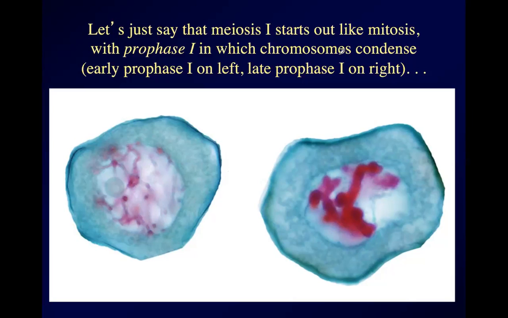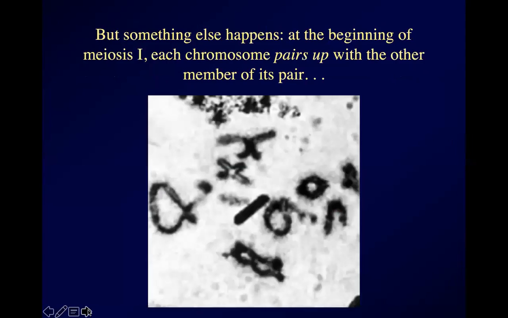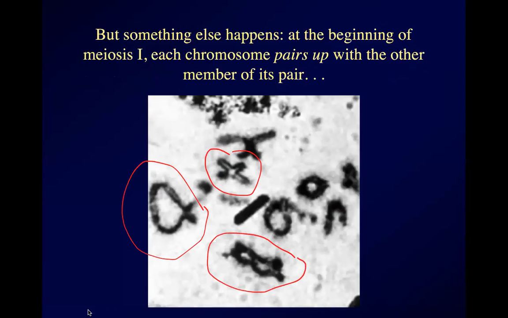Meiosis 1 starts out looking like mitosis. So on the left, you've got early prophase 1 with the chromosomes just barely visible. And on the right, you've got late prophase 1 where the chromosomes are now very clear and nice and thick. But there's something else that happens at the beginning of meiosis 1. Each chromosome pairs up with the other member of its pair. So this and that, those are pairs of chromosomes.